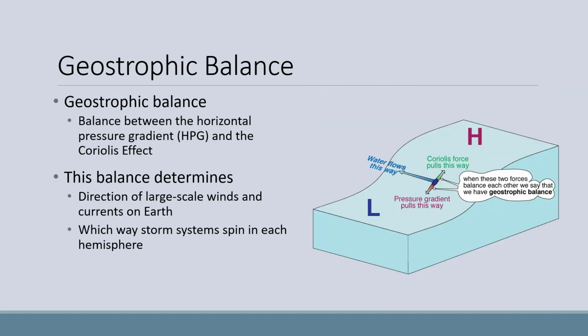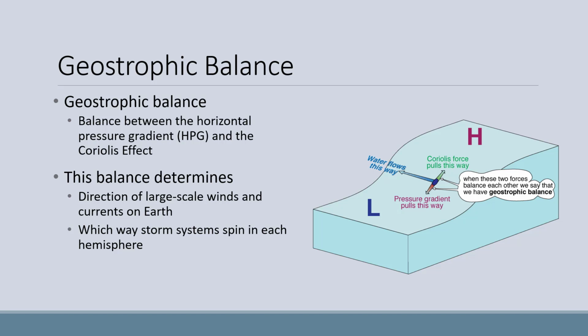Now we're going to talk about geostrophic balance. This is a factor for both air and ocean currents. Note that we typically call air currents wind. Geostrophic balance is the balance between the horizontal pressure gradient that we learned about at the beginning of the lecture and the Coriolis effect. This balance determines the direction of large-scale winds and currents on Earth, and which way storm systems spin in each hemisphere.